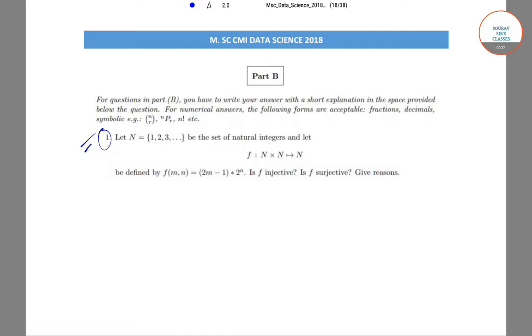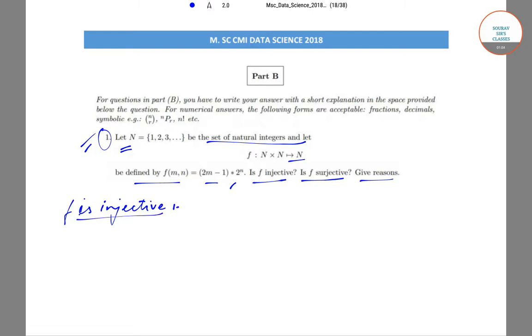In question number 1 it has been said that let N be equal to the set 1, 2, 3, basically the set of natural integers, and f be a function which goes from N cross N to N and is defined by f(m, n) equals (2m minus 1) into 2 to the power n. Now, is f injective? Is it surjective? Give reasons. So these are the things that we need to follow over here. Now, what happens if f is injective?